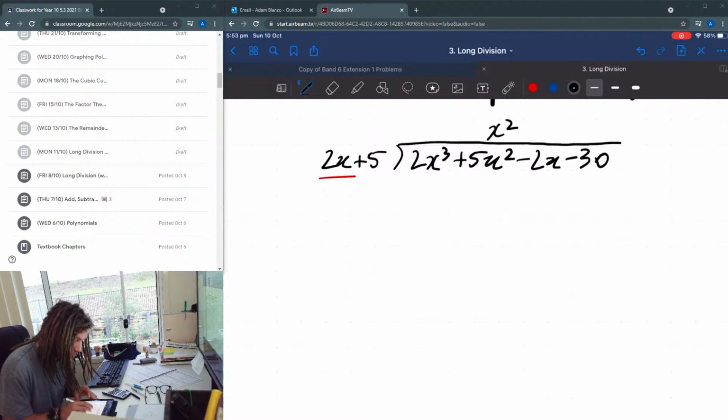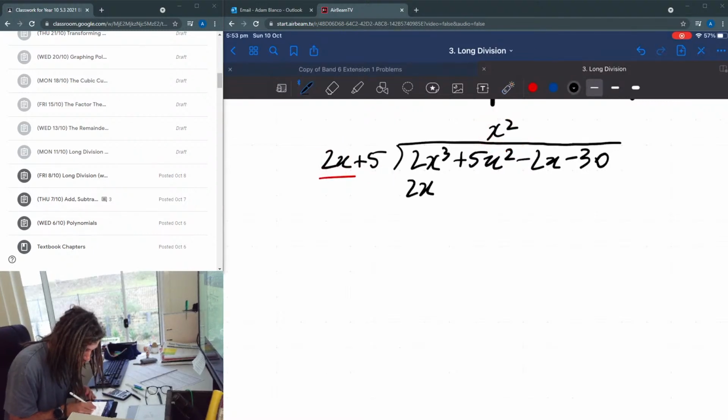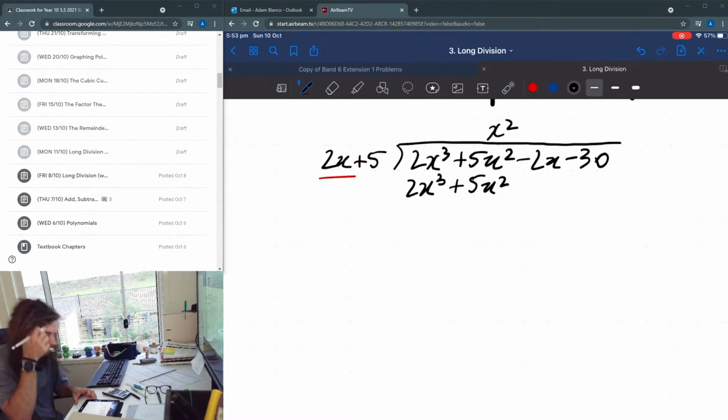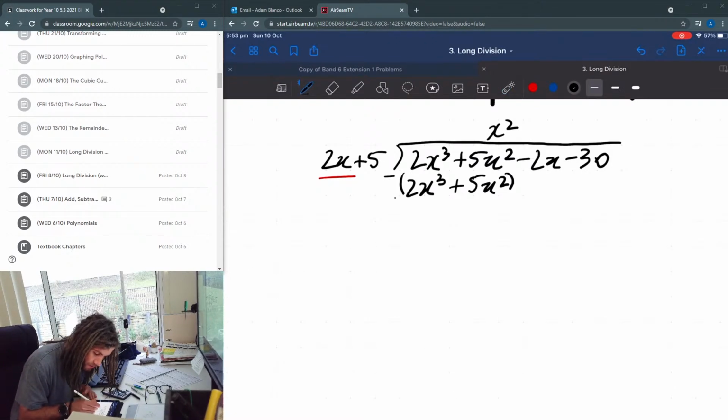What I've said is, how many times does 2x go into this? It goes in that many times. What's my remainder? So I'm going to do this times each of these terms. x squared times 2x is 2x cubed. x squared times 5 is 5x squared. Okay, this one's looking a bit funky. Now I'll make my subtraction. This minus the same thing is nothing, and 5x squared minus 5x squared is 0.